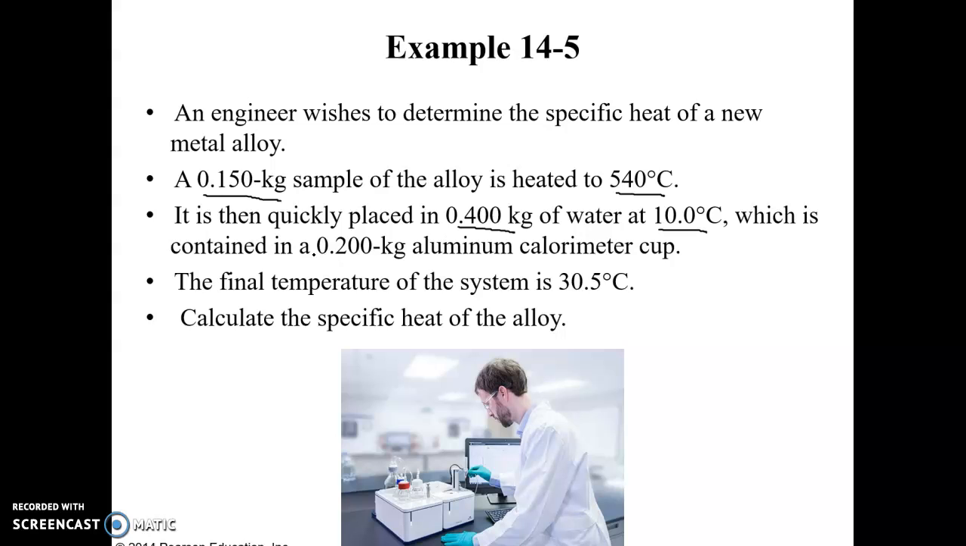And also the cup is made of aluminum, and it has a mass of 0.200 kilograms. What's going to happen is the metal alloy is going to go into the cup, and it's going to raise the temperature of the water and the cup. So the heat is going to flow out of the metal into the surrounding system until everything comes to equilibrium. The final temperature is going to be 30.5 degrees Celsius, at which point we will be able to determine what the specific heat of that alloy was. So we'll do that in the next video.